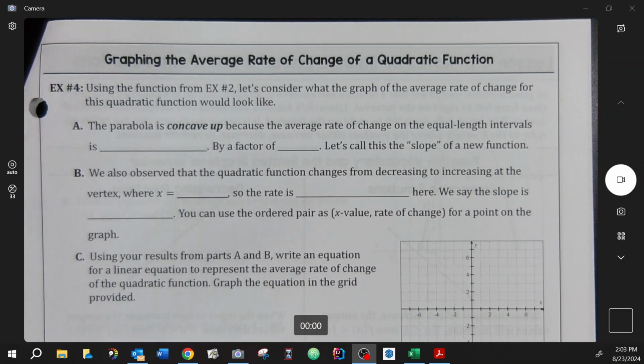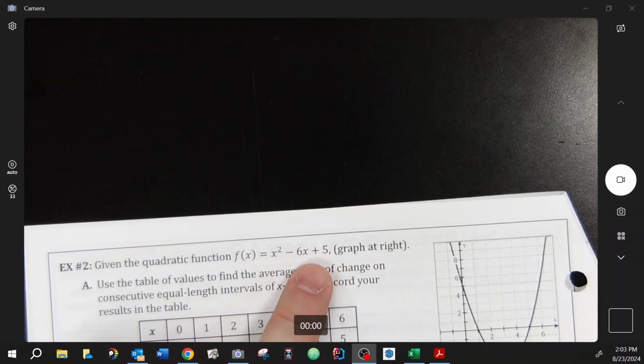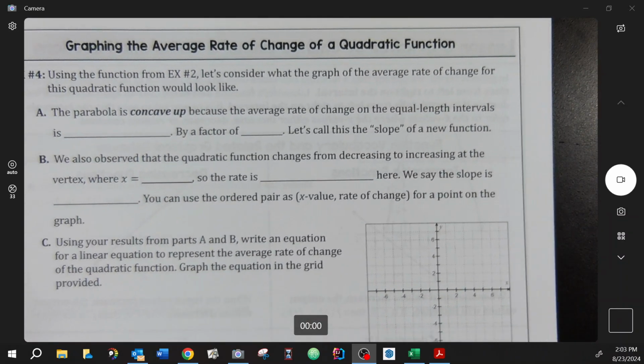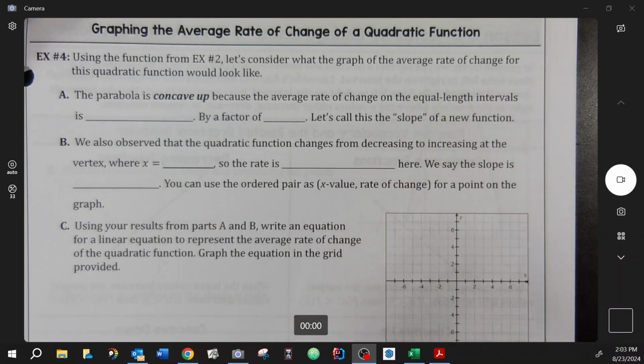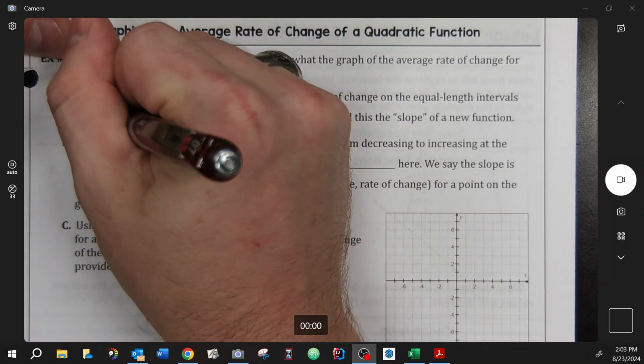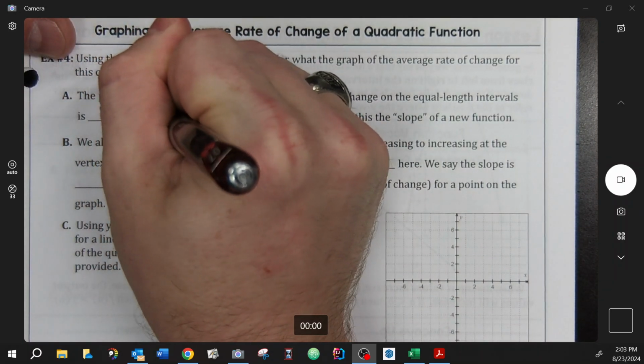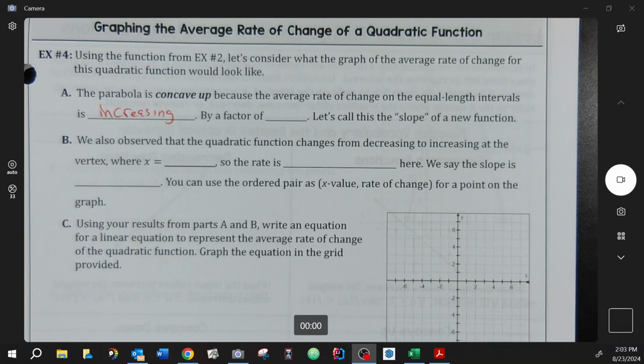So using the function from example 2, which is right there, let's consider what the graph of the average rate of change for this quadratic function would look like. Our parabola is concave up because the average rate of change over equal length intervals is what? Positive means increasing. But why are we concave up? Because our rate of change is increasing. And what were we increasing by each time? 2.